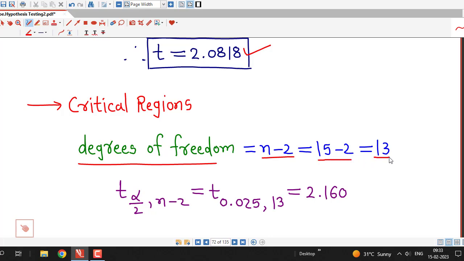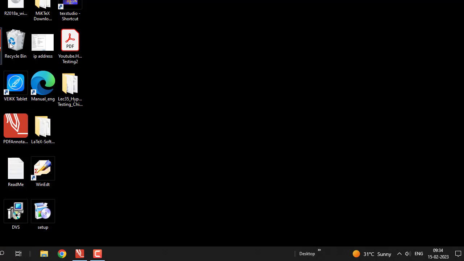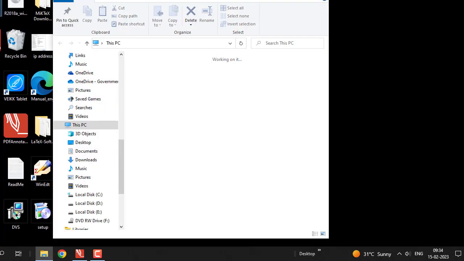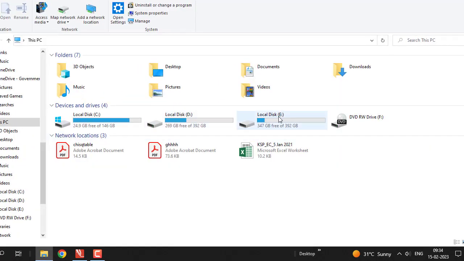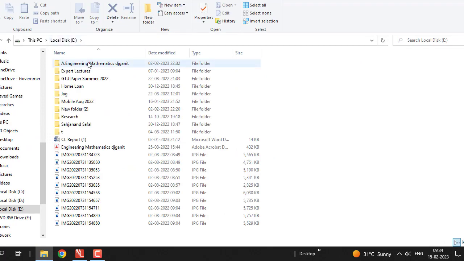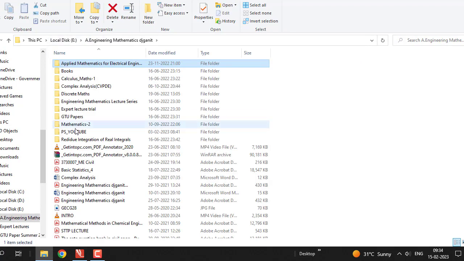Therefore we have 13 degrees of freedom. Alpha is 0.05, therefore alpha by 2 is 0.025 and 13 degrees of freedom. So we have to use t distribution table for alpha equal to 0.025 and 13 degrees of freedom. So let me open my t distribution table. Just a minute, it will take a few seconds.